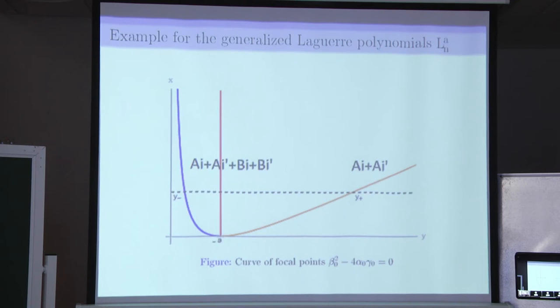I try to show it on the picture. Here is an example for generalized Laguerre polynomials. This curve is a curve of focal points on the plane y, which corresponds to the original variable z, and x, which corresponds to the number n. So if n is fixed, there are two focal points. And in this focal point, the answer contains only the function Airy A. So using the behavior of our asymptotics at this infinity, we can obtain the coefficient here. After that, we find the asymptotics in this focal point as a combination of functions Airy A and Airy B, and compare the result in the zone of oscillations, we obtain the coefficients here. So we obtain the total result.